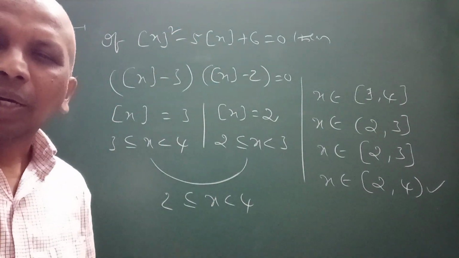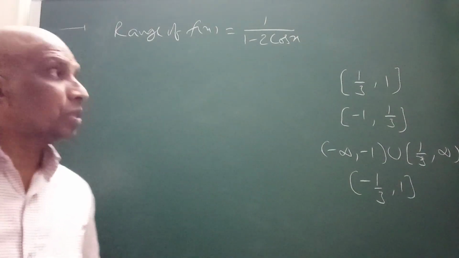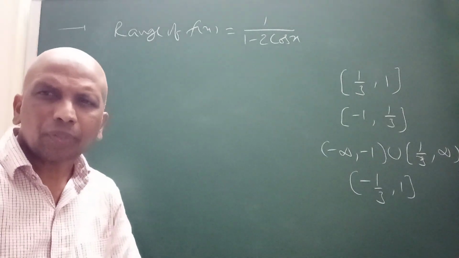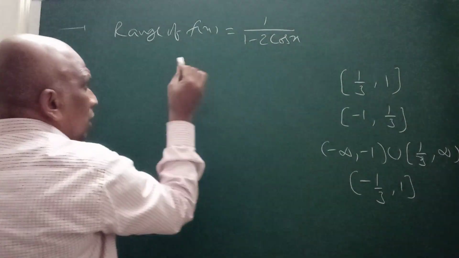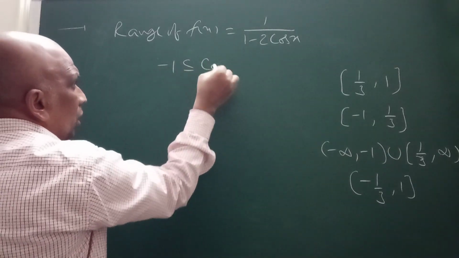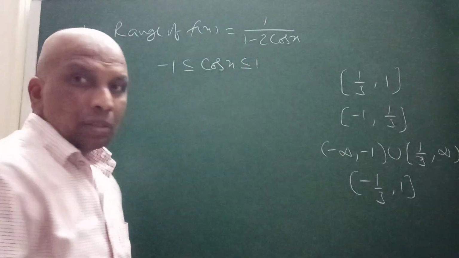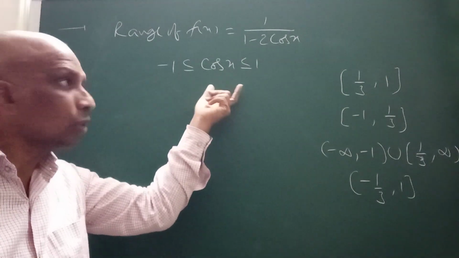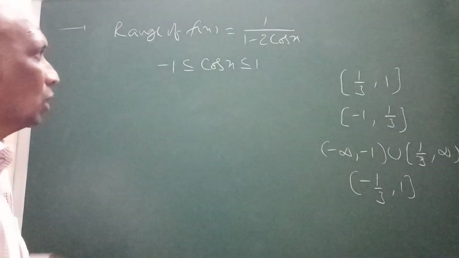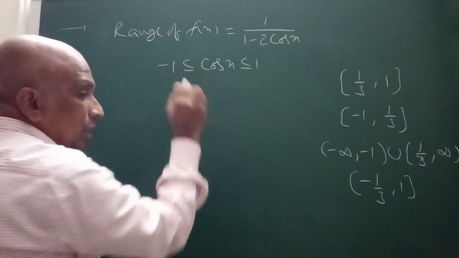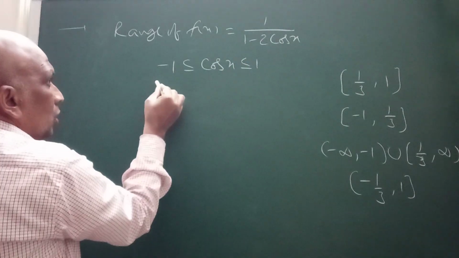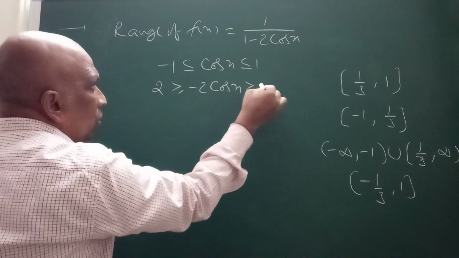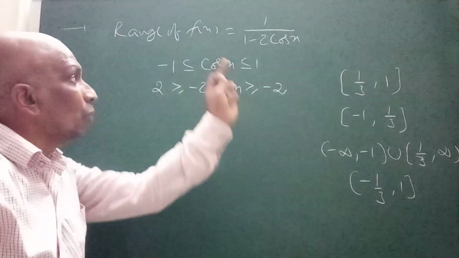Now I am going to do the next problem. This is a very good question. Try to understand this one: 1 by 1 minus 2 cos x. But we know that cos x lies between minus 1 and plus 1, because the range of cos x is between minus 1 and 1. Multiply with minus 2. When you multiply with a negative number, less than will become greater than. Now if you multiply this, it will become 2 greater than or equal to minus 2 cos x greater than or equal to minus 2. I want 1 minus 2 cos x.